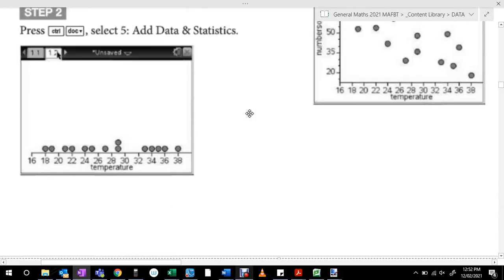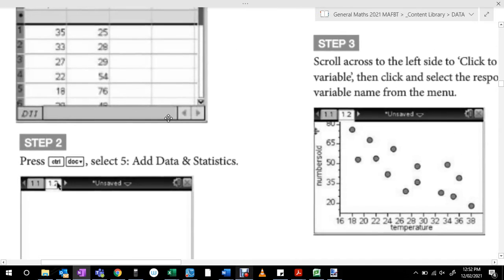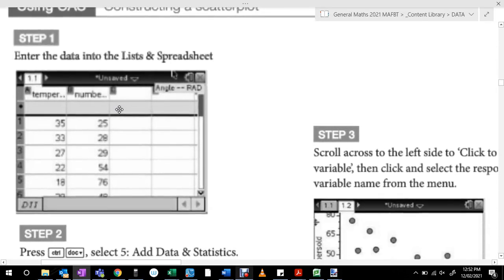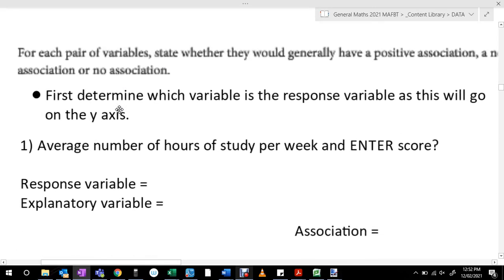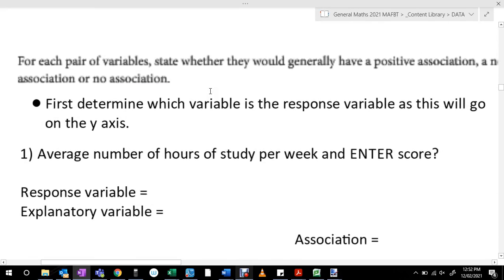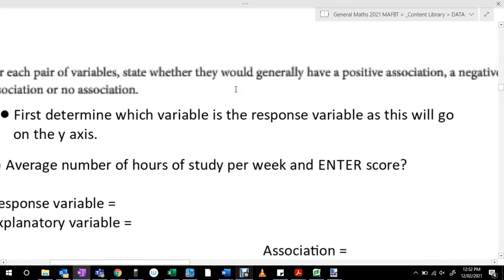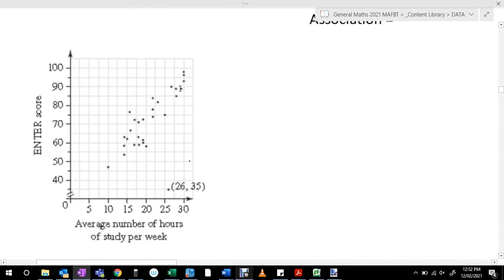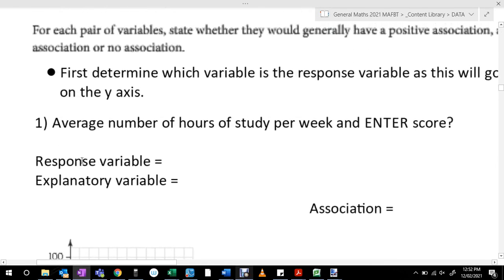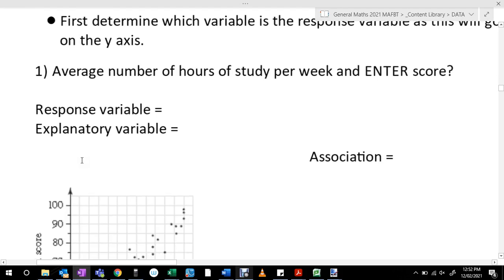Okay, so we'll probably do this again next week. Make sure you bring your CASs, please, so we can draw some more graphs. Next part, we need to state whether these would generally give a positive, a negative, or no association. So we have to think about what the association of these graphs might be. Before we actually do anything, let's look at the variables.